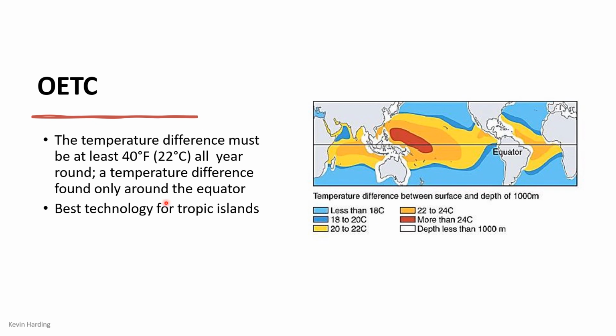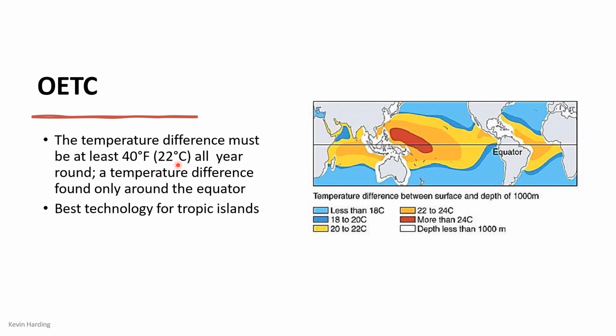The problem with this is that we need temperature difference to be at least 22 degrees Celsius. So for those heat pumps to work, you need to have a temperature difference so that you can actually get this flow going without using energy. So you actually gain energy out of this. So in order to do that, there's some zones in the world that are more reliable than others. Particularly this is around the equator.